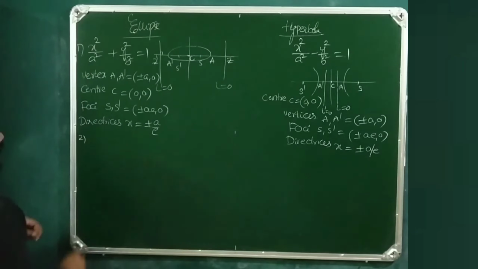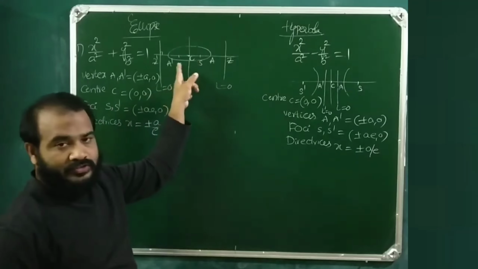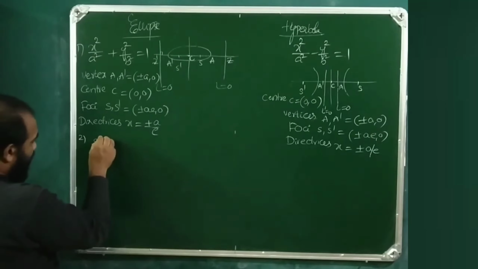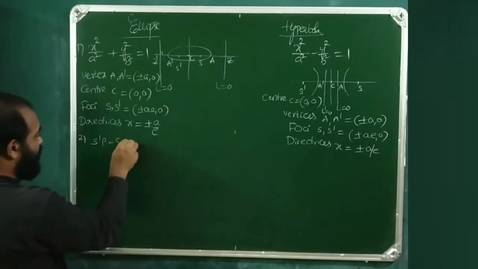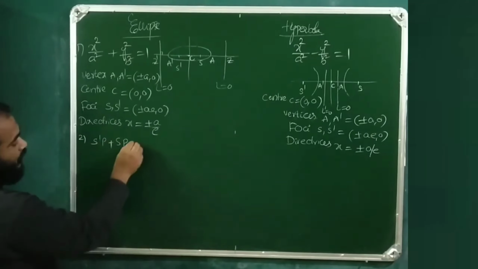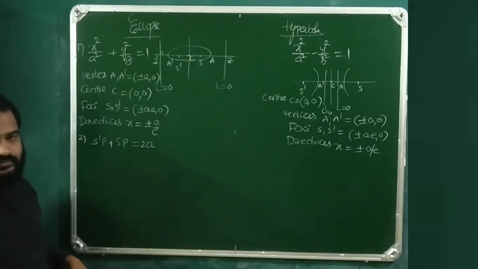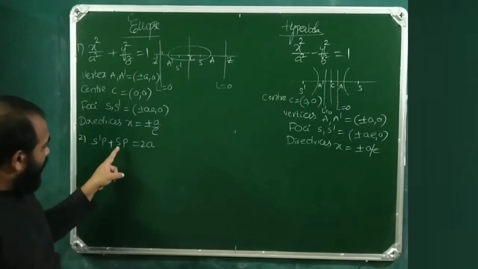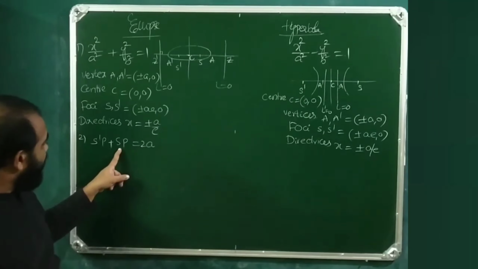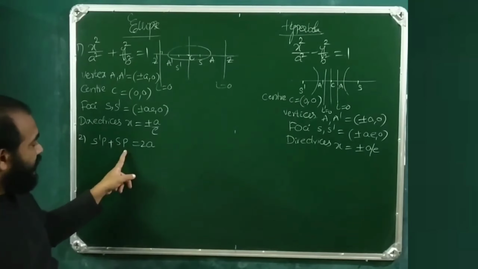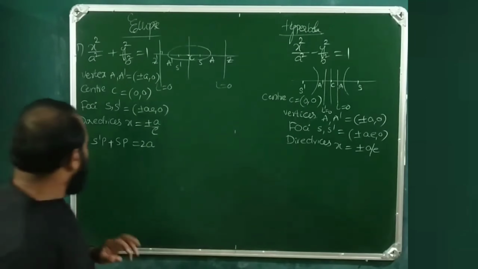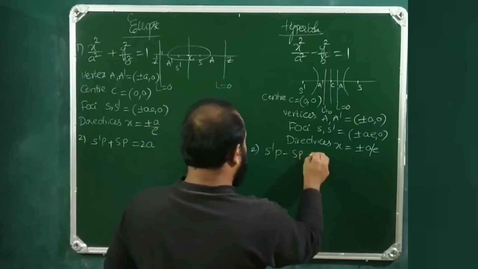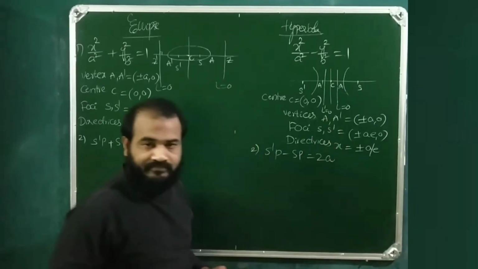So if S, S dash are the foci, then here S dash P plus SP is equal to 2a. So the summation of the distances from the foci is constant. Here S dash P minus SP is equal to 2a.